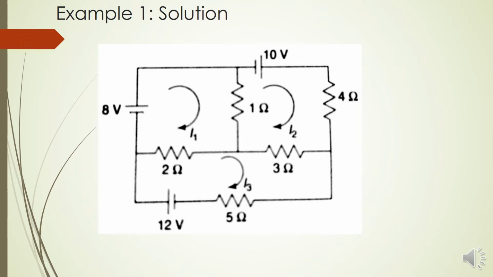According to the steps, first of all we have identified three meshes: mesh 1, mesh 2, mesh 3. Mesh 1 with an 8 volt voltage source, mesh 2 with a 10 volt voltage source and mesh 3 with a 12 volt voltage source, and we have assigned the clockwise direction of current for each mesh. For mesh 1, I1 current with clockwise direction. For mesh 2, I2 current with clockwise direction. And for mesh 3, I3 current with clockwise direction.